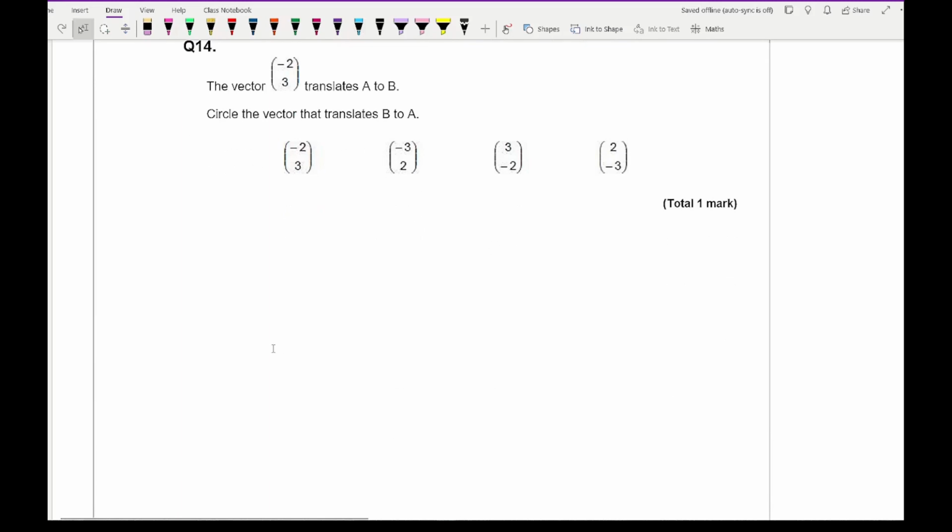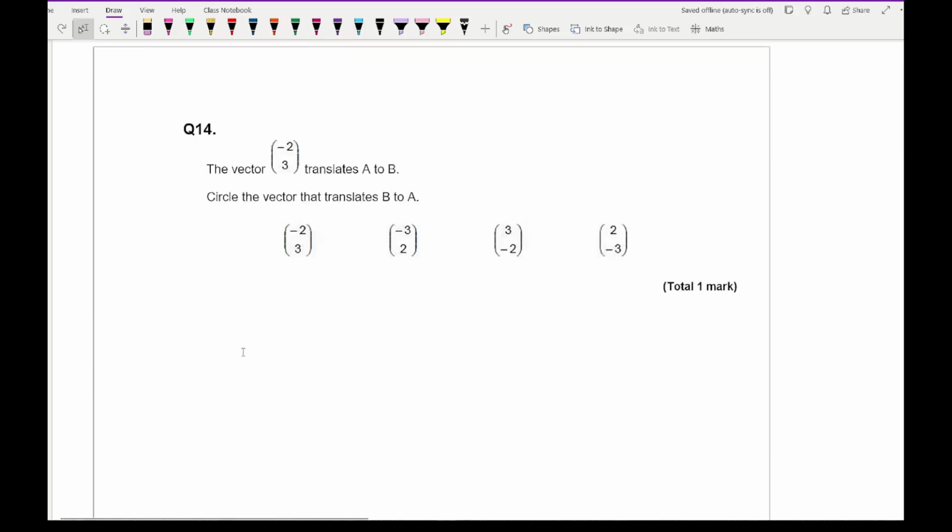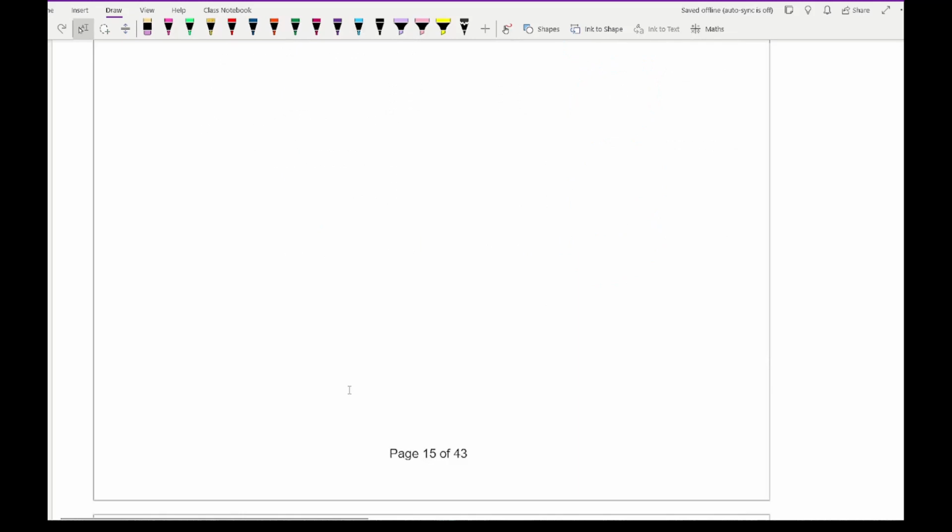So moving on to question 14, it says that the vector (2, -3) translates from A to B. Circle the vector that translates B to A. So all we need to do here is reverse the sign of the numbers in the vector. So it's going to be (-2, 3).